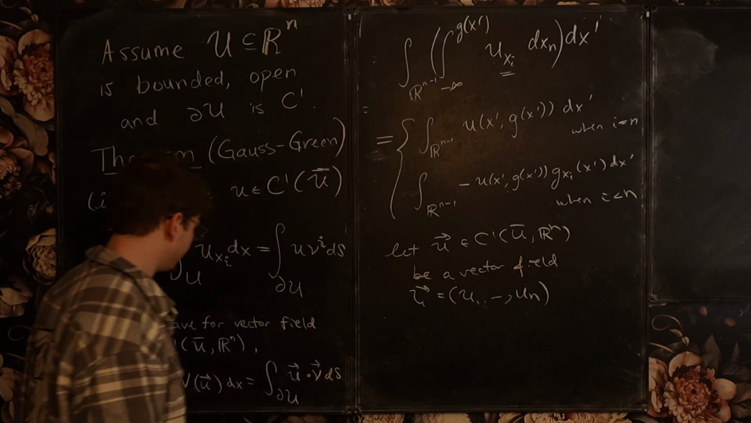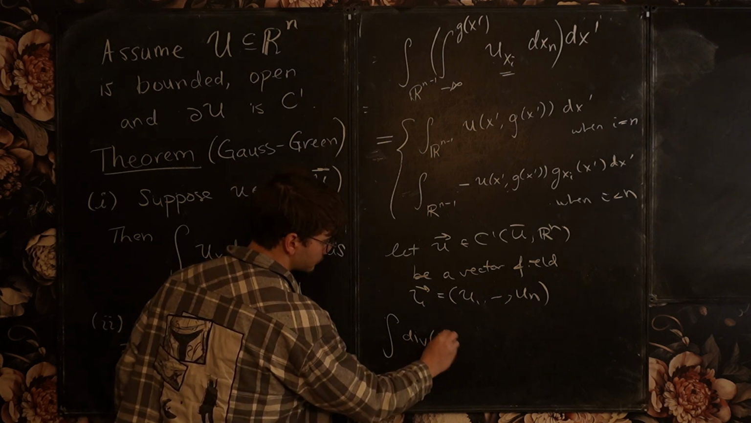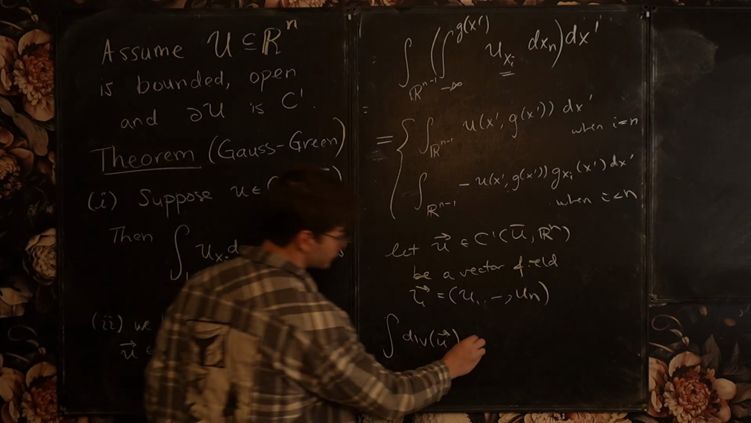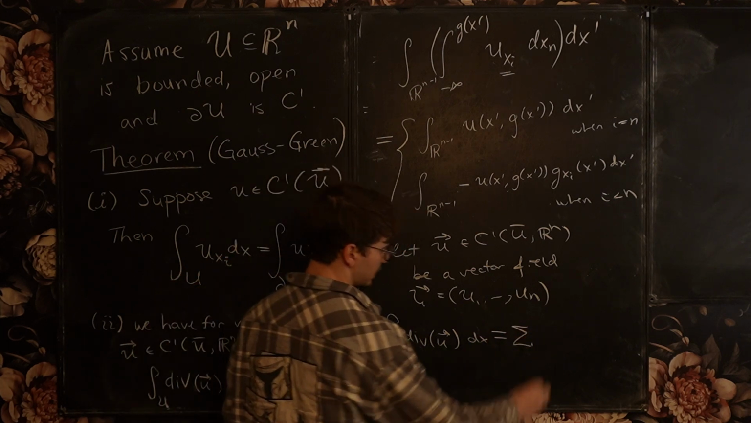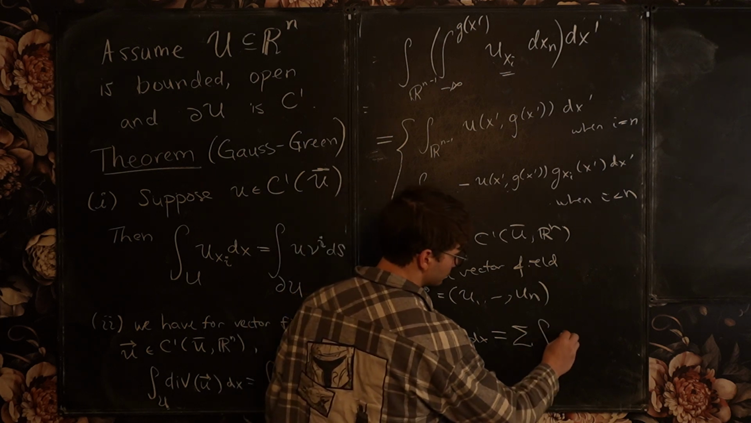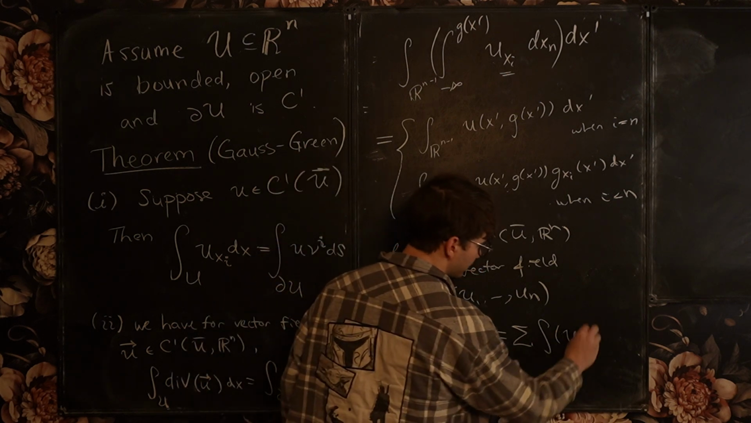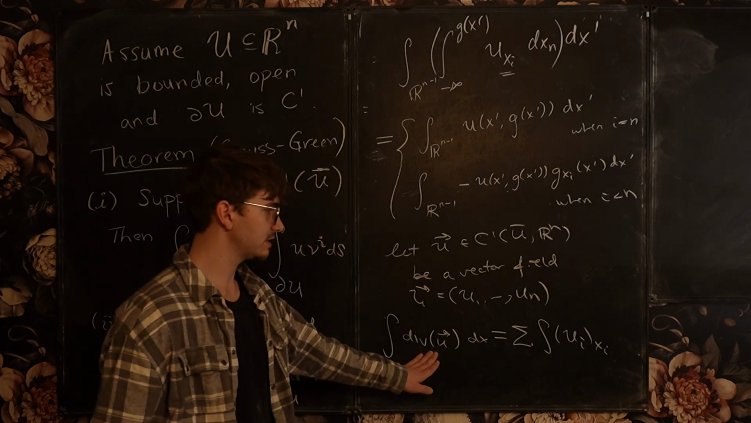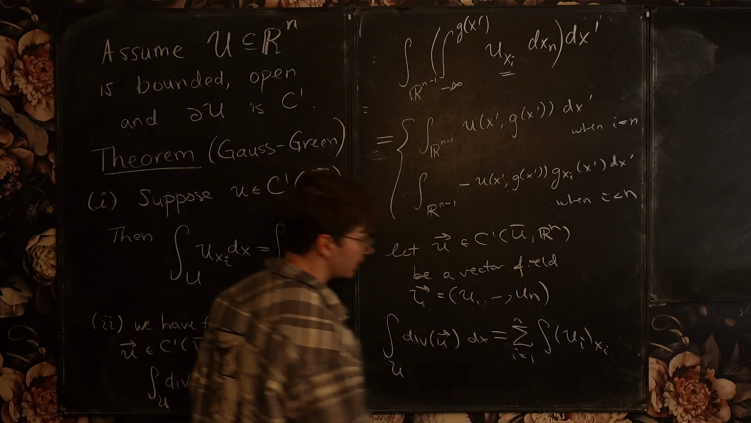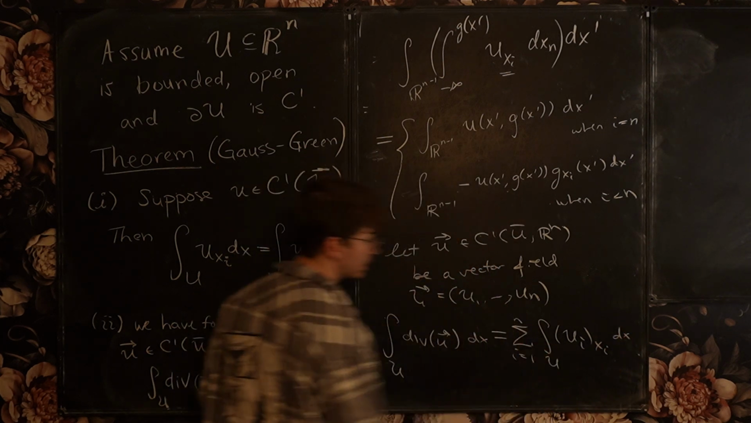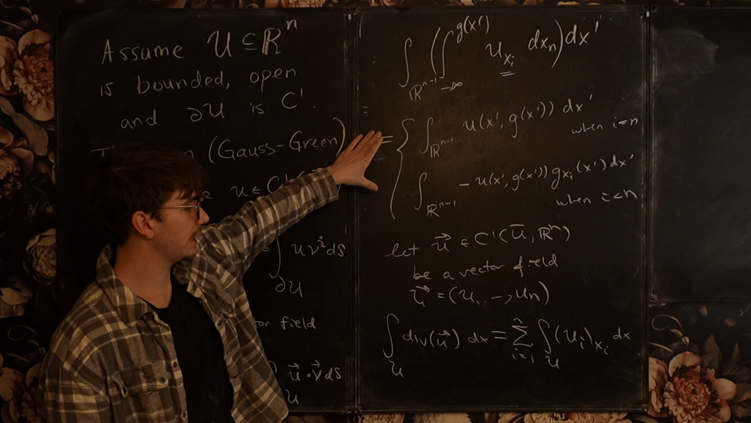So in particular, we know that the integral of the divergence of u, dx over u, is again the summation of the integrals of u_i, the ith coordinate of u, and then we take the x_i derivative of this. That's the definition of the divergence, as I sum from i equals 1 to n here, dx, and this is over u. And now we're going to plug in this formula here.